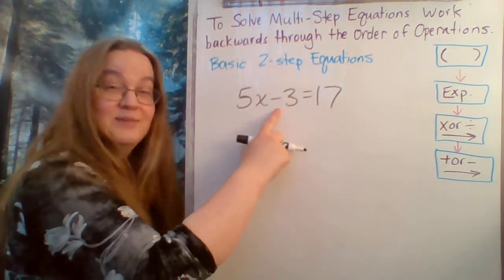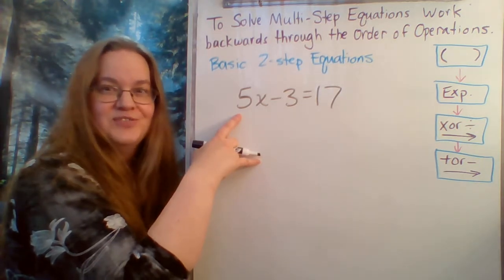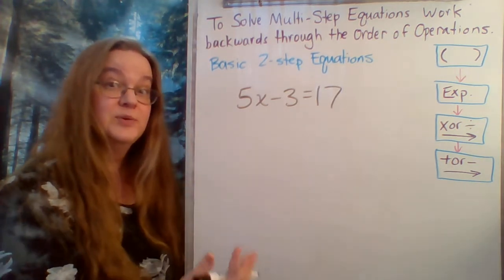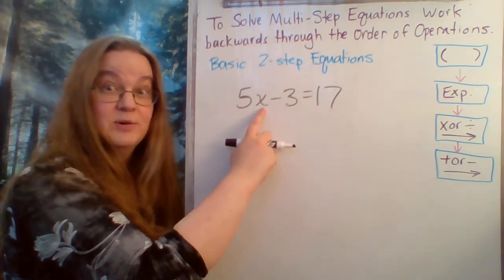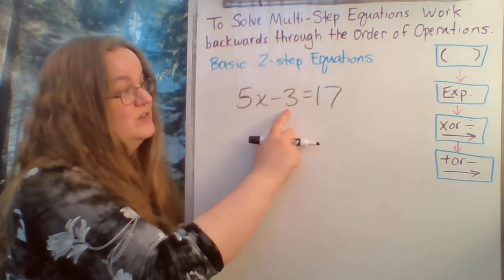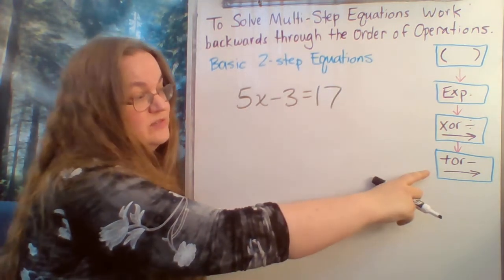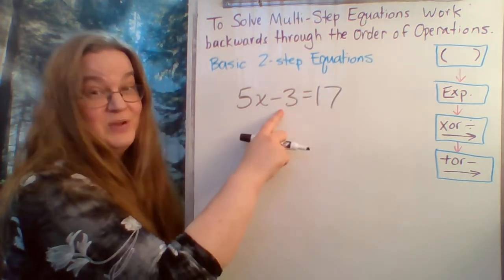In other words, I'm going to get rid of the minus 3 before I touch the 5, okay? Because my goal when I'm solving equations is to get the variable alone on one side. So I want this x all by itself. In order to get the x by itself, I've got to get rid of 5 and 3, and my order for solving equations tells me to start with addition and subtraction. So I'm going to start by getting rid of 3.